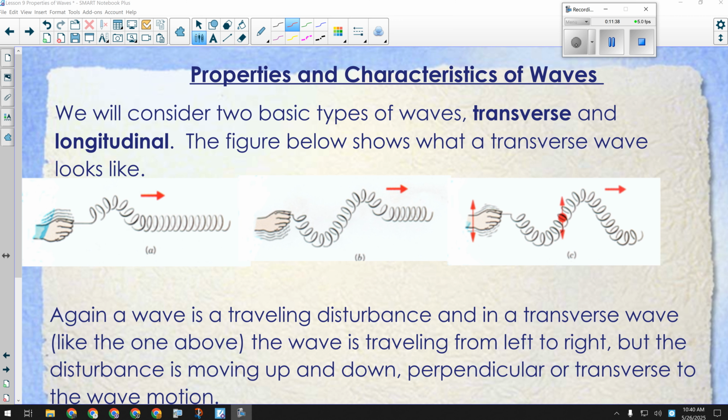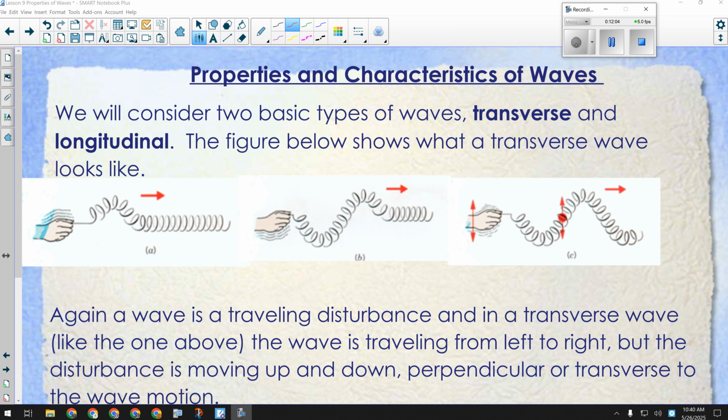Now the big thing to remember here is this. A wave travels through a medium. The medium does not move with it. This is the part that we get wrong all the time. We see a tidal wave or something like that, and we see the ocean going along with the wave, which is not accurate.